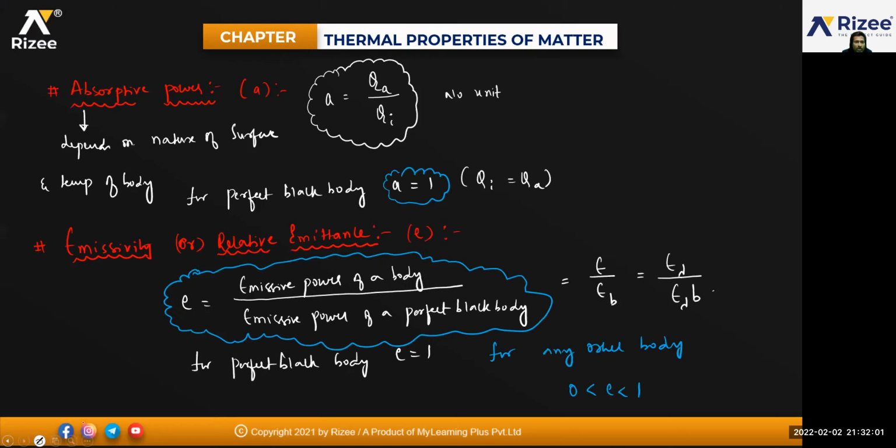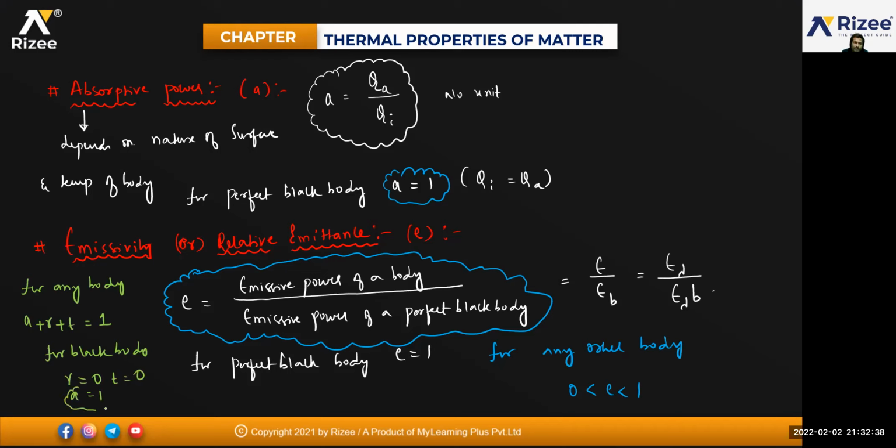Before that, let me write one small point here. For any body, the sum of absorptive power, reflective power and transmission is always equal to 1. T is your transmittance, R is your reflecting power, and A is your absorbing power. For a black body, reflectance is 0, transmission is 0, and absorptance is equal to 1. There is no reflection and no transmission, so absorption will be equal to 1 for a black body.